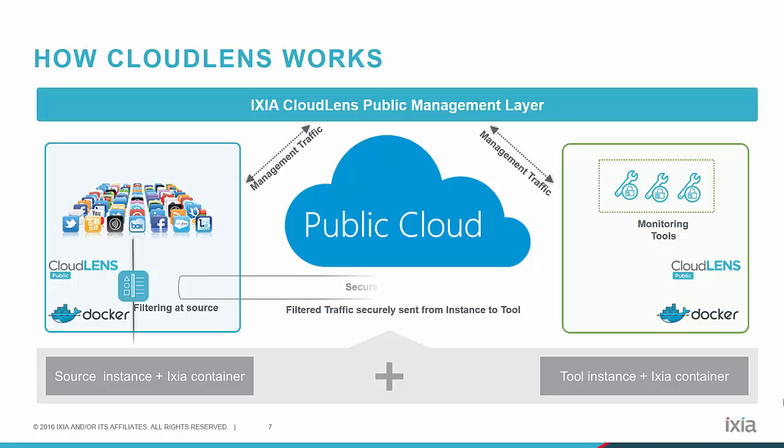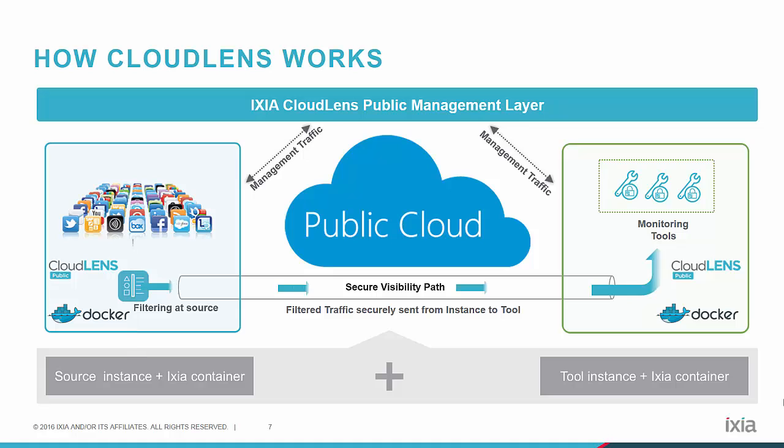So there are two pieces to getting this going. One is to get the CloudLens public sensor, which is delivered as a Docker container, onto the instances that you wish to monitor. So I'll demonstrate that first. Once I do that, the sensor will register up to the CloudLens management layer, which takes care of it from there. So let me shift gears and show you the first part.